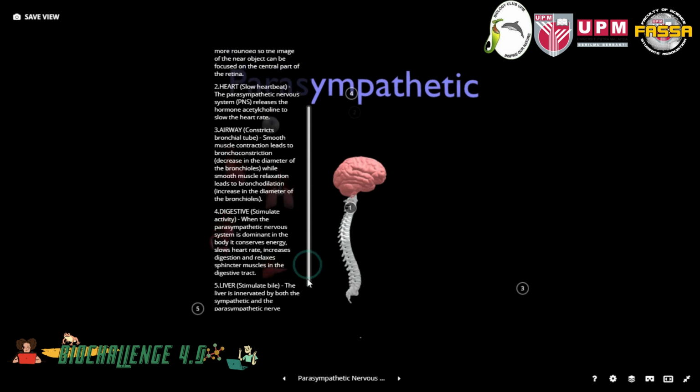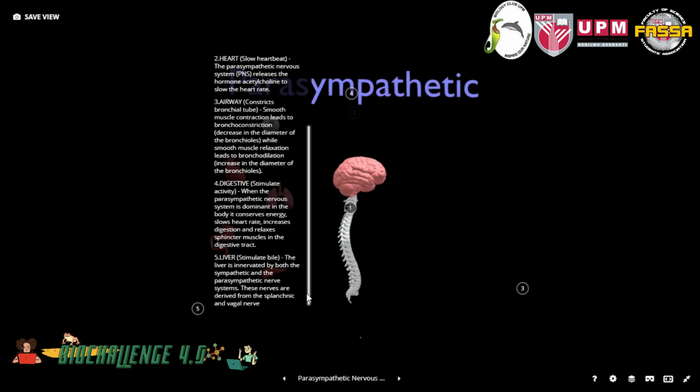Lastly, we have the liver. It will stimulate bile production. The liver is innervated by both the sympathetic and parasympathetic nervous systems. These nerves are derived from the splenic and vagal nerves.